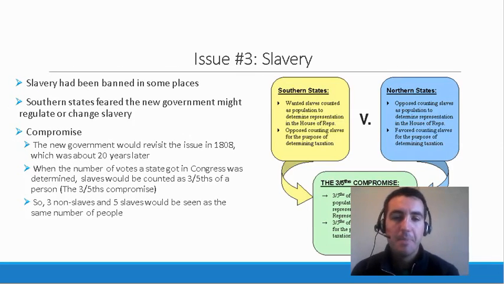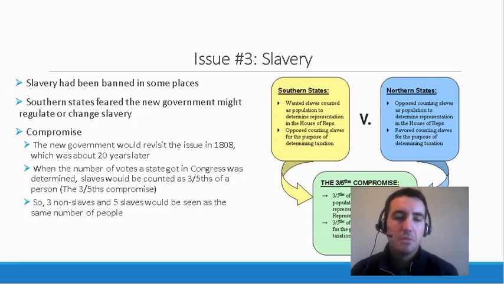Last thing, slavery. Slavery had been banned in some places at the time. This is way before the Civil War, almost 100 years before the Civil War. So slavery is still legal in the United States, but there are some places where it's been banned or made illegal.